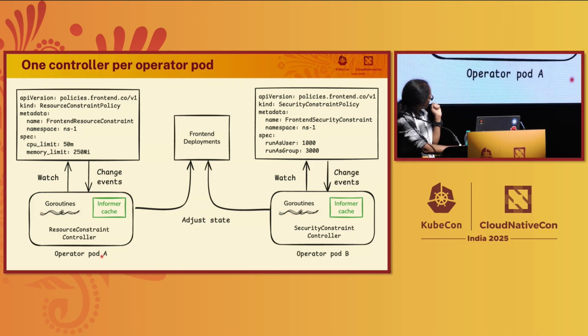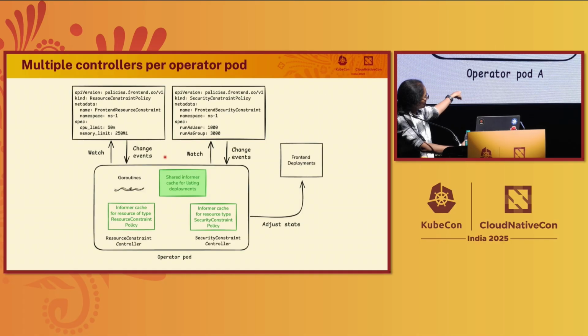So now you have the controllers in two different operator pods. In your Kubernetes cluster, it's completely two different operator pods, but the components remain the same: the Go routines, the informer cache, and the flow. Both of them are trying to update the front-end deployments itself. So that's one controller per operator pod. But when you put two controllers per operator pod, it's the same.